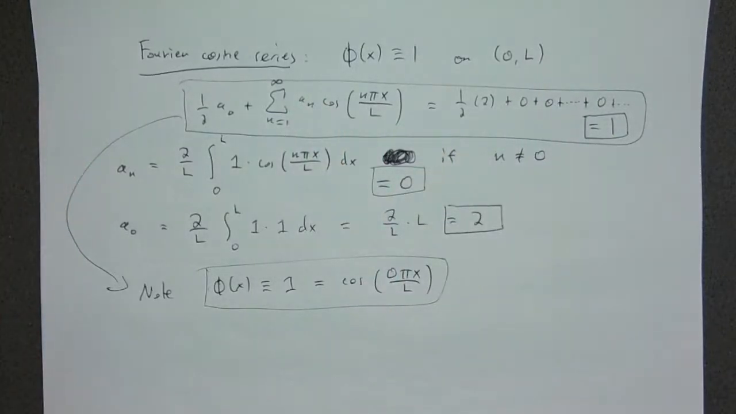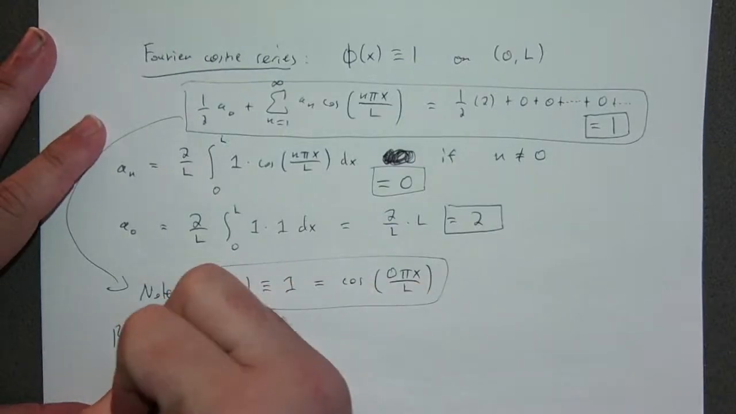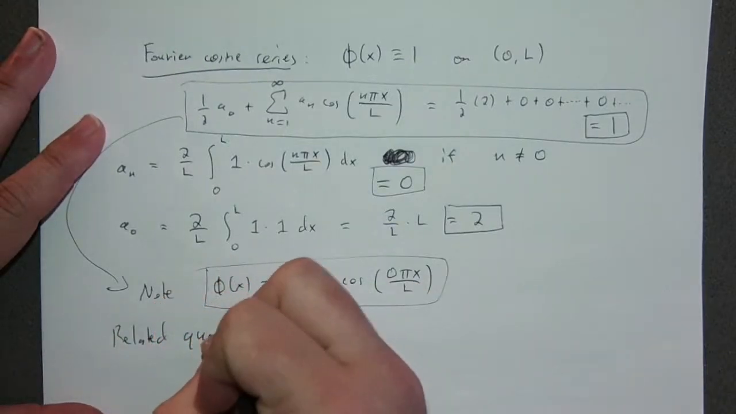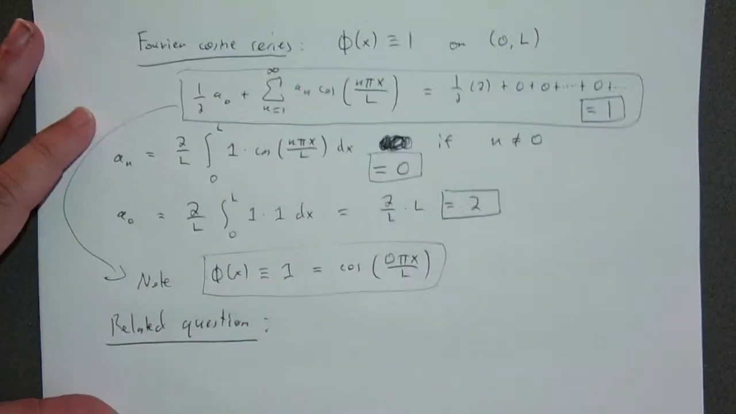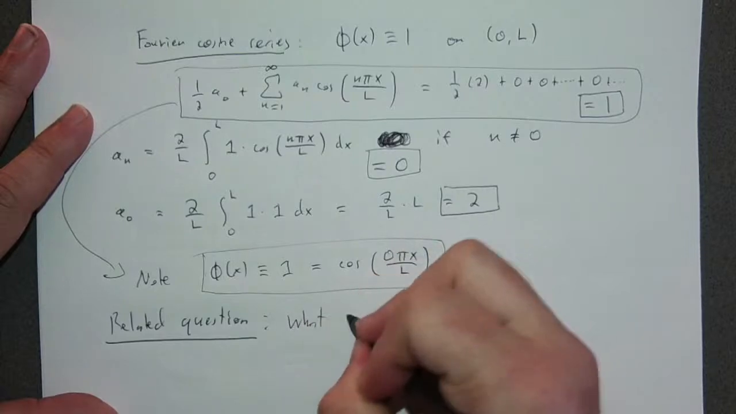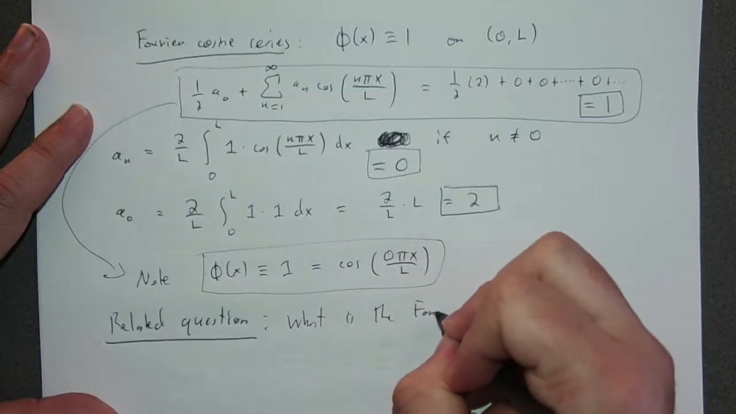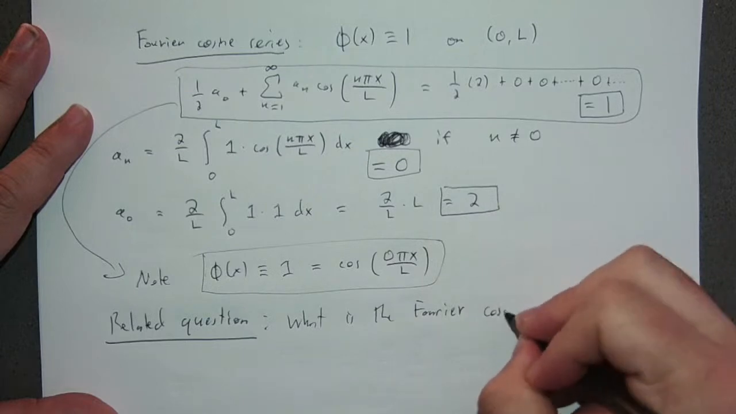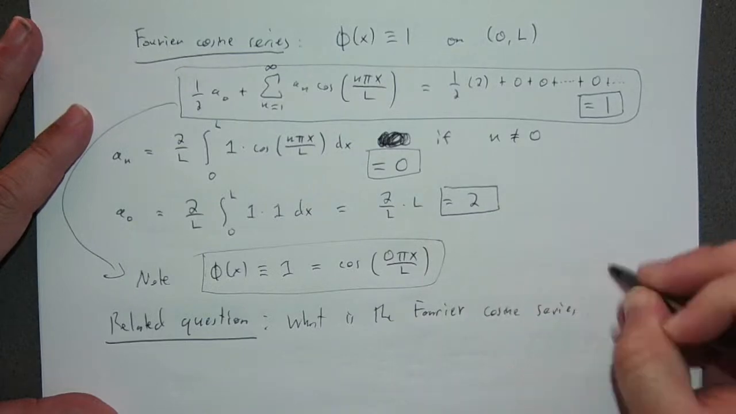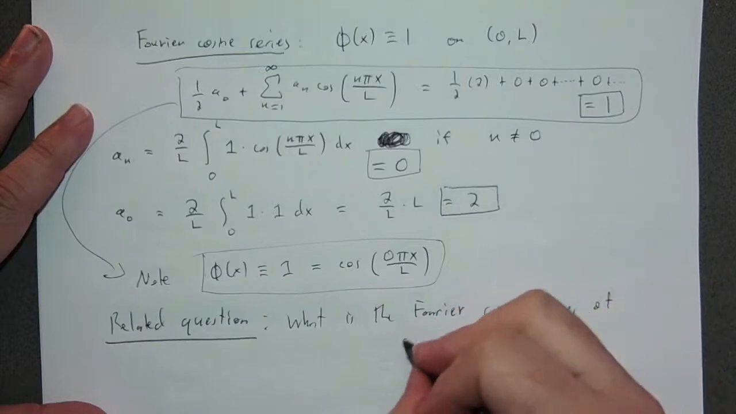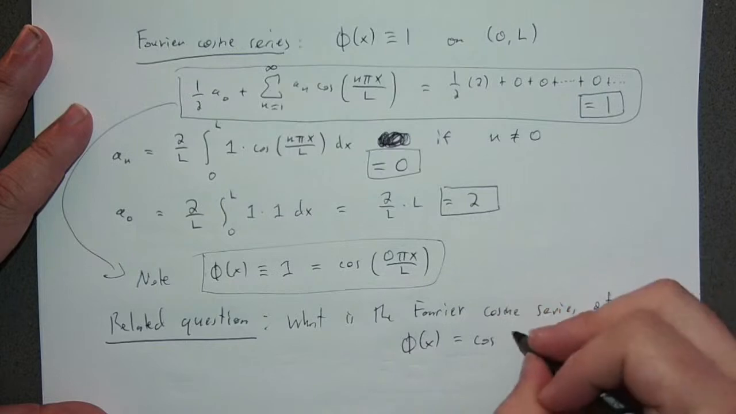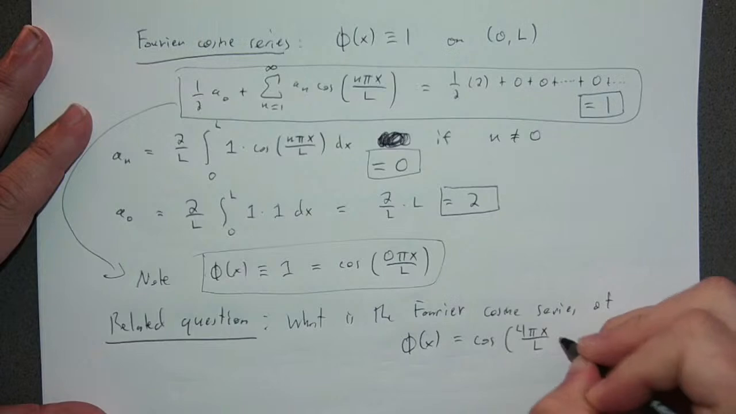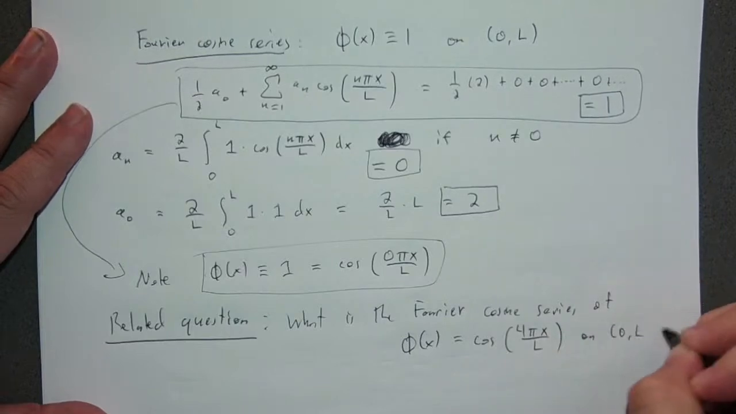So here's a related question, and you can probably answer this really quickly. What is the Fourier cosine series of phi of x equals cosine of, say, 4 pi x over L on 0 to L?